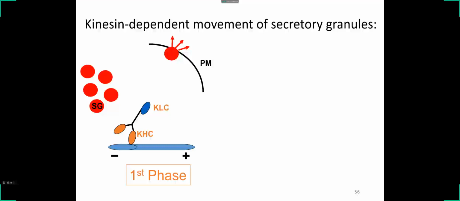The kinesin is made up of heavy chain and light chain. The heavy chain almost walks like a penguin, and it alternates feet on the microtubule. The light chain then binds to the secretory granules via adapter proteins.